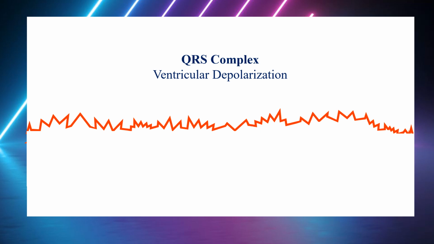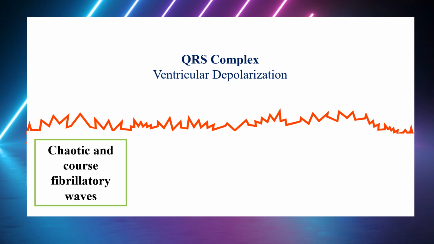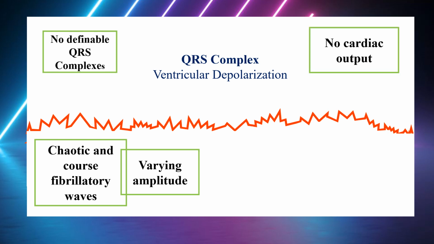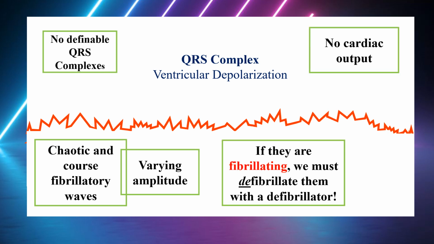Remember, QRS complexes indicate ventricular depolarization. We don't see this here. There are chaotic and coarse fibrillatory waves. They vary in amplitude. There are no definable QRS complexes, so we cannot have ventricular output. There's no cardiac output. If they are fibrillating, we must defibrillate them with a defibrillator.